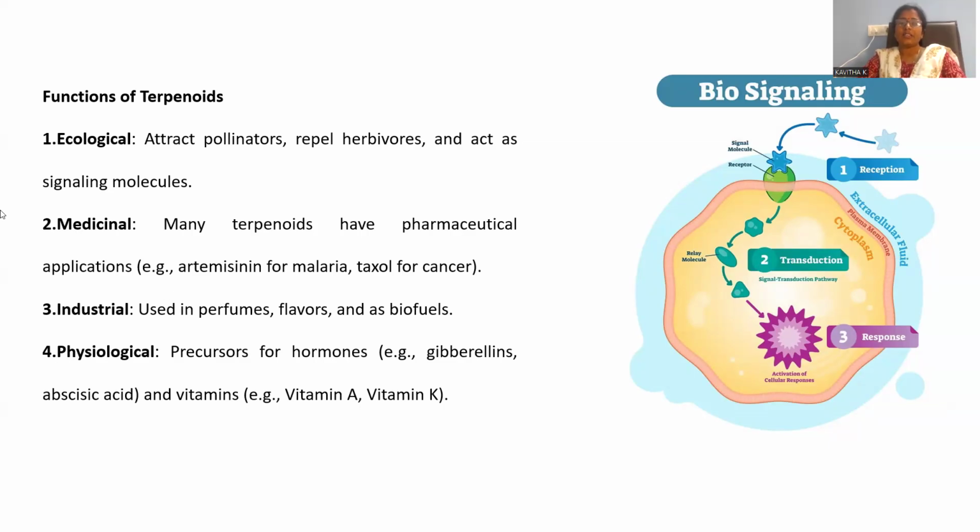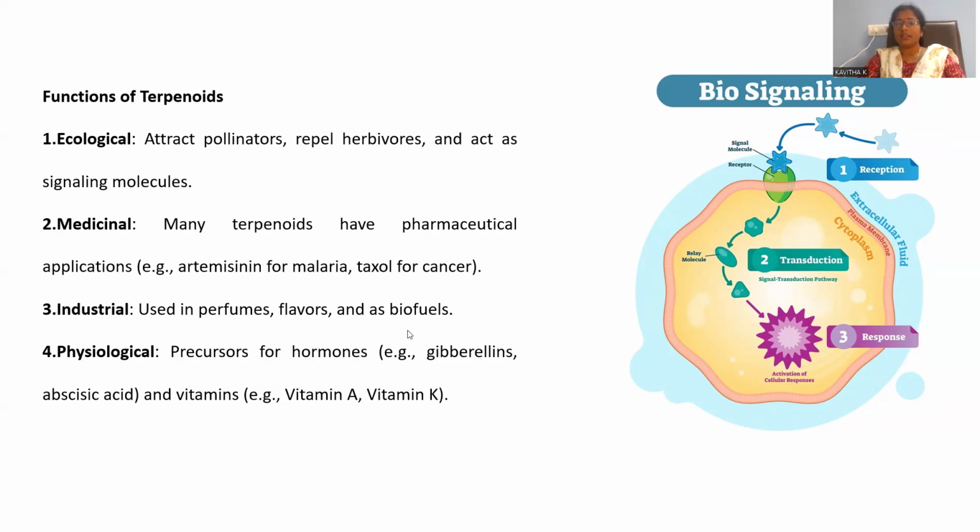Industrial applications: just now we mentioned volatility and aroma are common features for most of the terpenes, so these are used in perfumes and for adding flavors. Vanillin is added in vanilla. Vanilla is a flavor, everybody is aware of that. So that is a kind of flavoring agent. Lemon is another flavor. Citrus flavor, orange flavor will be there. All these flavors are given by the compounds called terpenes only, right?